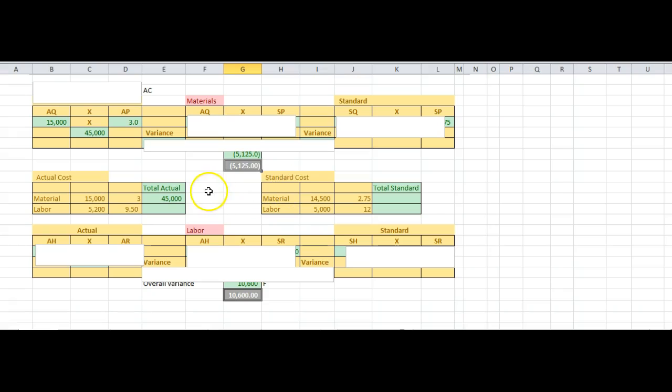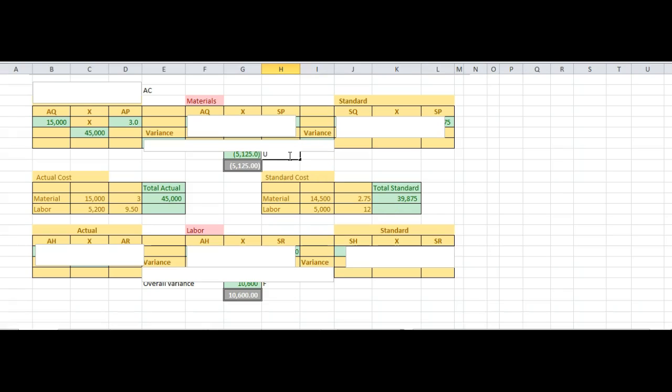How's that? So here's our actual. This is what the actual price was. Let's see what the standard should have been. And here's what you come up with. You take that 14,500 and multiply it times the 275, and you come up with 39,857. So what does that mean? Okay, this is the actual. This is what we really spent. This is what we should have spent. So obviously this is an unfavorable overall.